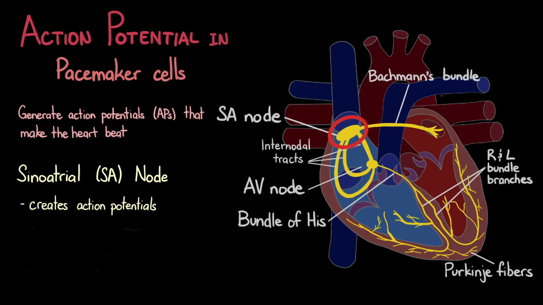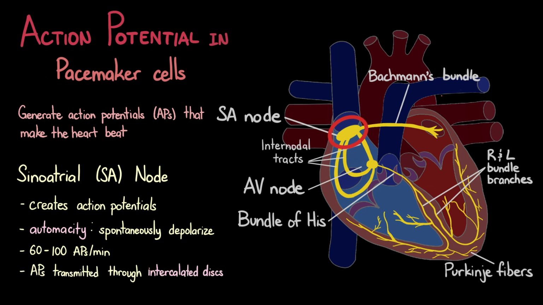The SA node is responsible for creating each action potential that initiates a cardiac cycle. These cells have a unique property called automaticity, which allows them to spontaneously depolarize without any external stimulation, and so they essentially act as the pacemaker of the heart. The pacemaker cells in the SA node produce roughly 60 to 100 action potentials every minute. They transmit their action potential to the rest of the conduction cells in the heart and to the cardiac myocytes through a type of gap junction called intercalated discs.